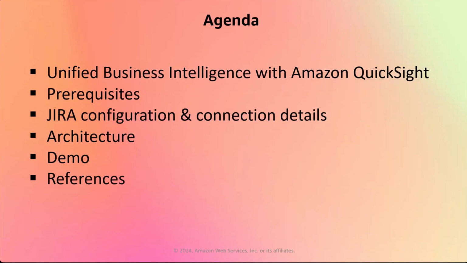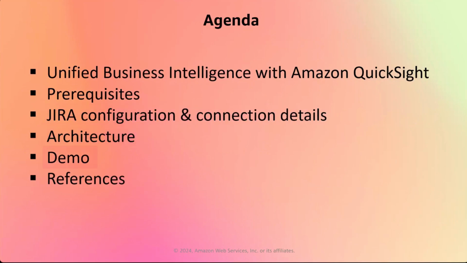So as for the agenda, we will start off with a quick overview of Amazon QuickSight and how it helps in unifying business intelligence. We will show some prerequisites that are required for connecting Atlassian Jira to QuickSight, and then go over the Jira configuration and the connection details. And then we will present a few samples of architectures that we recommend.